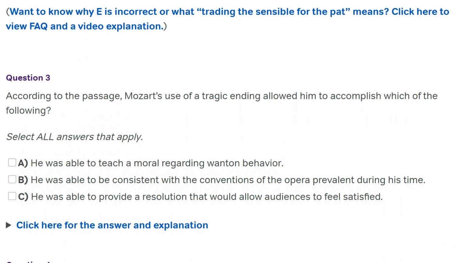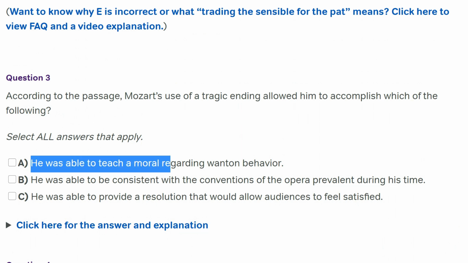According to the passage, Mozart's use of a tragic ending allowed him to accomplish which of the following? Let's guess before we look at the answers. According to the passage, Mozart's use of a tragic ending allowed him to accomplish which of the following? Tragic ending. Why did he do a tragic ending again? I guess to fit in with the tone of the rest of the play was one of them. And wasn't it didacticism, like to teach people a lesson? Lots of different reasons. Okay, let's see.